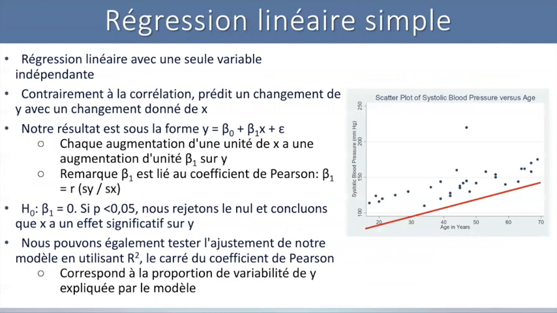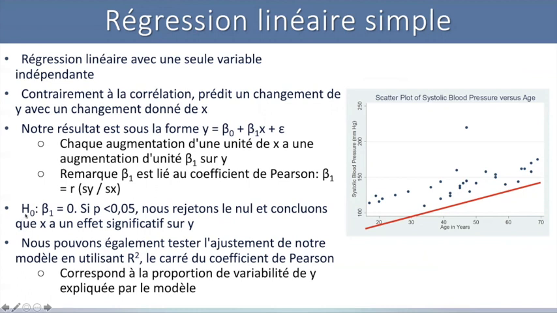So, linear regression with a single independent variable. Unlike correlation, this predicts the change in y with a given change in x. So our result is in the form y equals beta naught plus beta 1 times x, if we have a single independent variable, plus the error term. So each 1 unit increase in x has a beta 1 unit increase in y. And note that beta 1 is related to that Pearson coefficient.